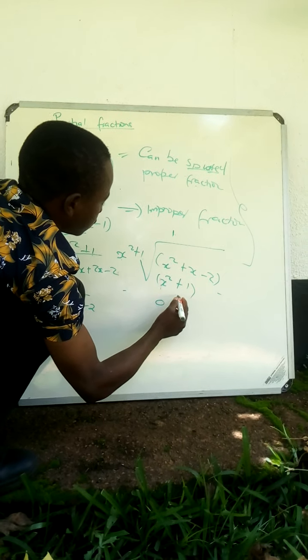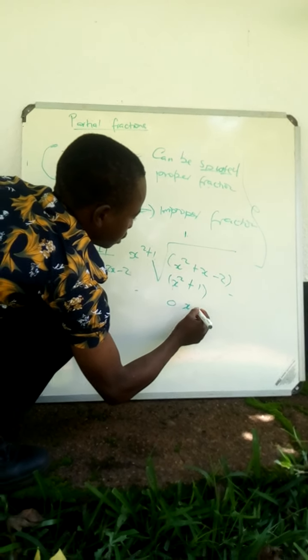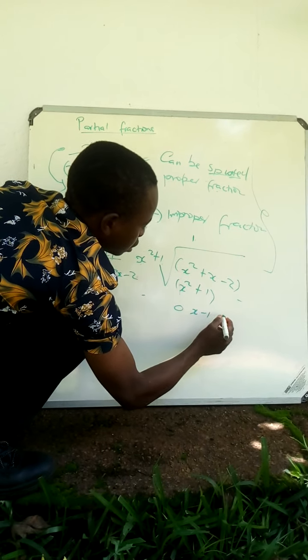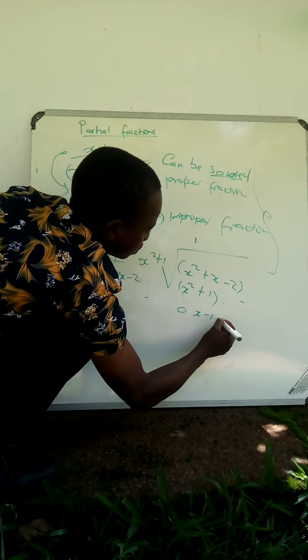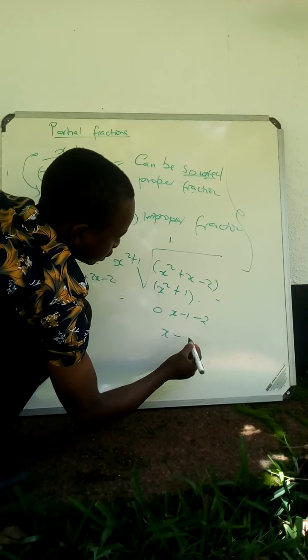Then x minus x is going to be x, minus 1, minus minus 2 minus 0, it's minus 2. Then it's x minus 3.